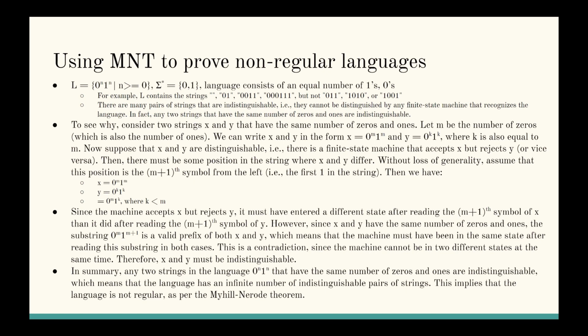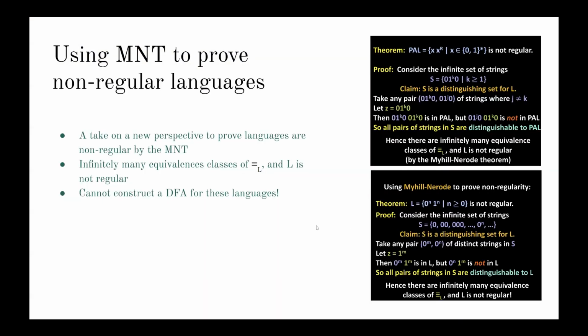In summary, any two strings in the language 0 to the n, 1 to the n that have the same number of zeros and ones are indistinguishable, making this language have an infinite number of indistinguishable pairs of strings. And this does imply that this language is not regular as per the MNT.